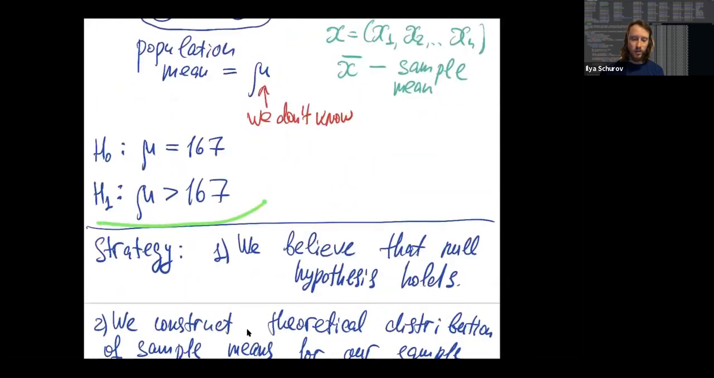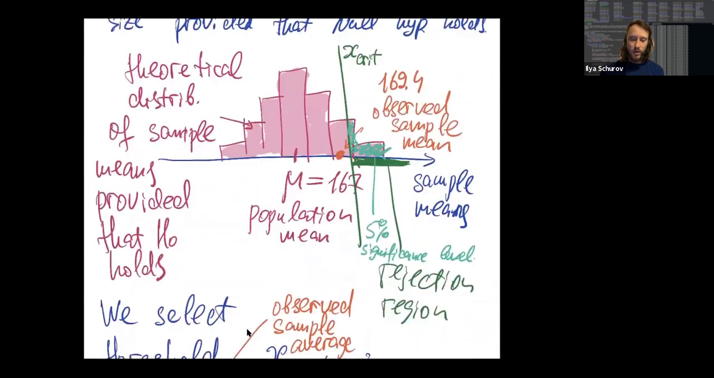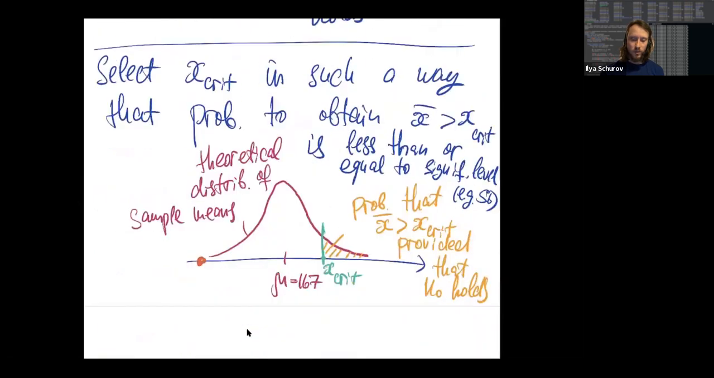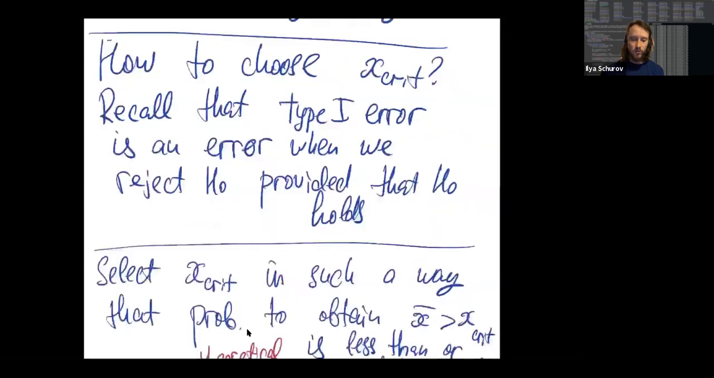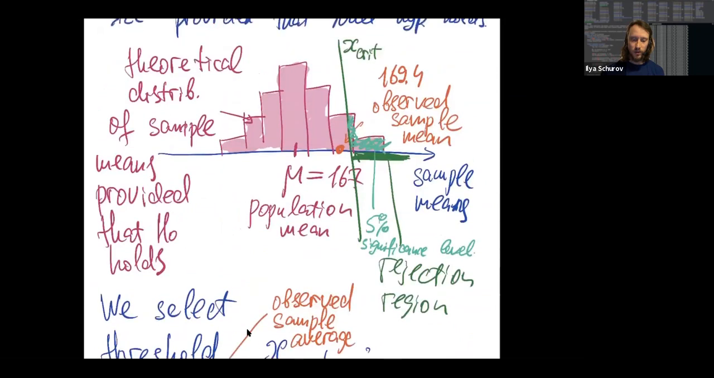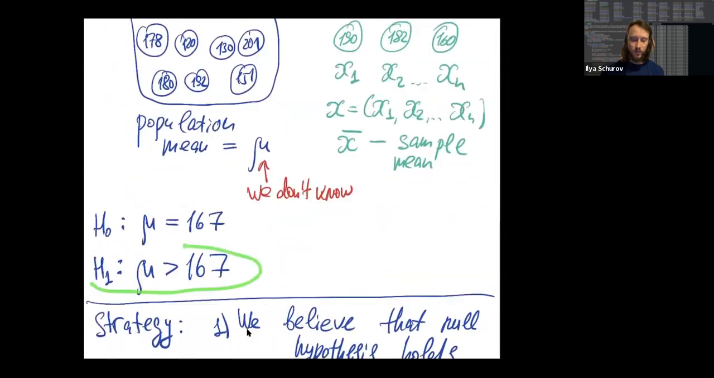It is not some data that is in favor of this alternative. So yes, in this case, if you get a data point somewhere here, you say that you do not reject null hypothesis. It doesn't mean that you believe that null hypothesis holds. It just says that you don't have enough data to reject null hypothesis in favor of this one-sided alternative like we discussed here.